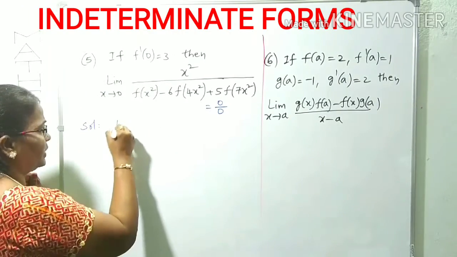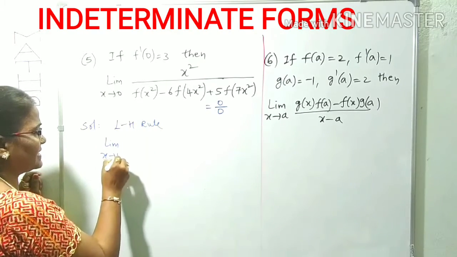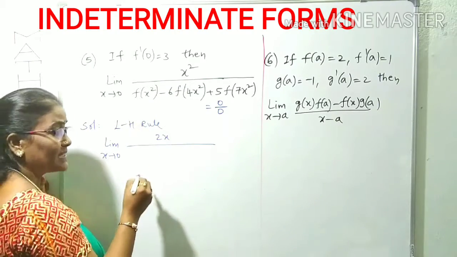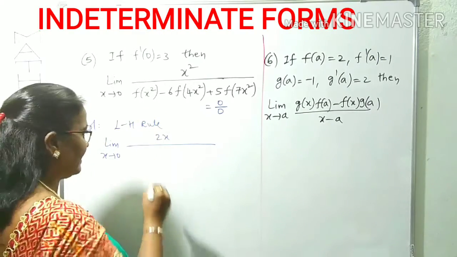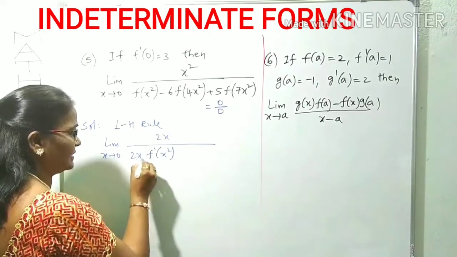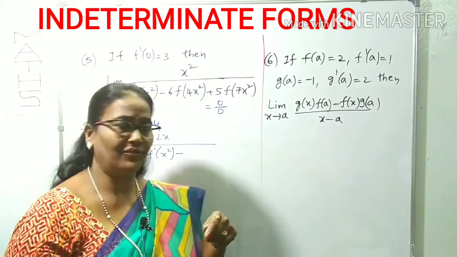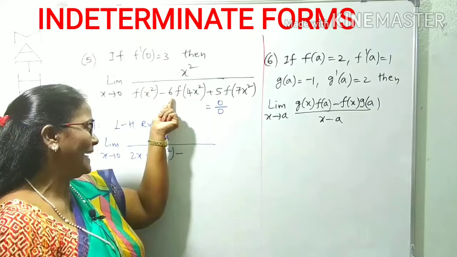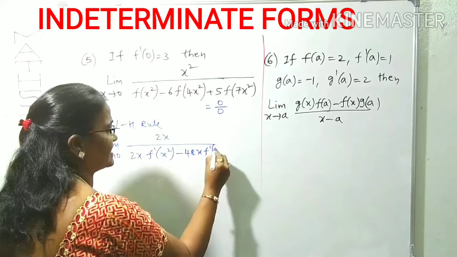According to L'Hospital rule, take the derivative of the numerator, limit x tends to 0 as it is. Derivative of x square is 2x, upon the derivative of the denominator. The derivative of f of x square is f dash x square into the derivative of x square again, which is 2x. Same way here, minus f of 4x square, derivative f dash 4x square into the derivative of 4x square, which is 8x. So 6 into 8 is 48x will come here, with f dash of 4x square.